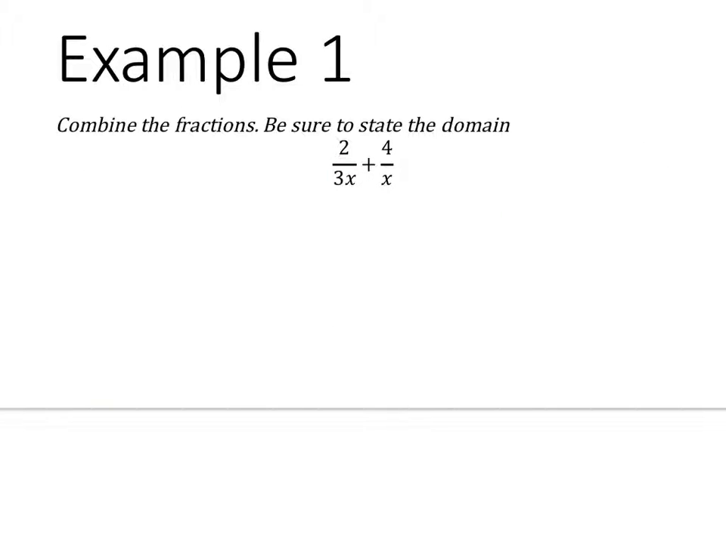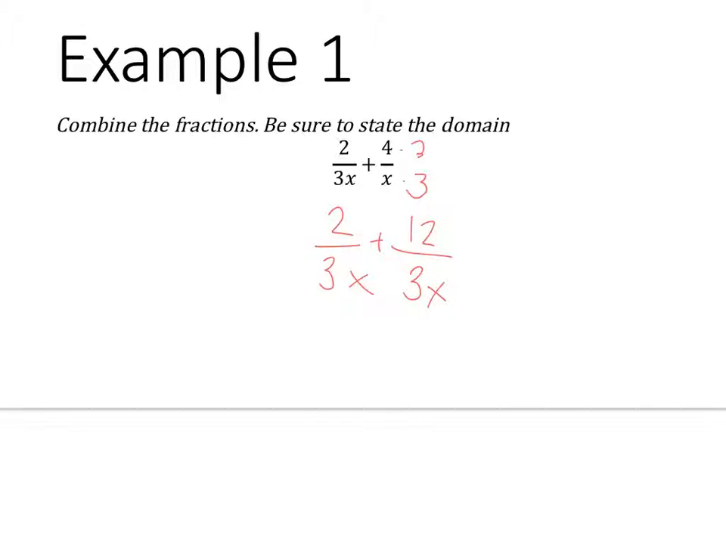All right, our first example, combine the fractions. I'm looking at this, my denominators are not the same, so I'm not able to add them together right now. What I notice is that they both have an x in it, but the 4 over x only has the x, where the 2 over 3x has a 3 in it. So all I'm going to do to make my denominators match is multiply a 3 to the second fraction. So I'm going to have 2 over 3x plus 12 over 3x.